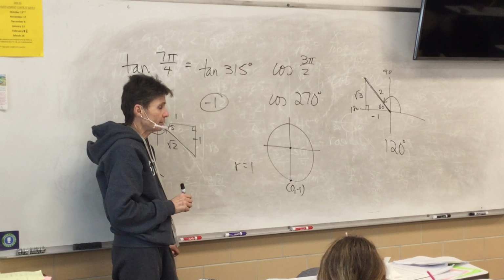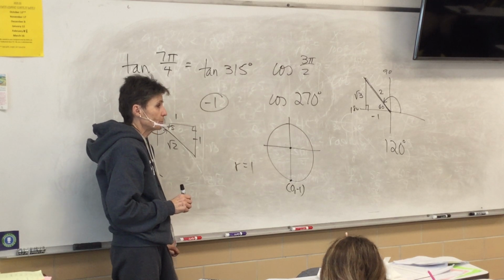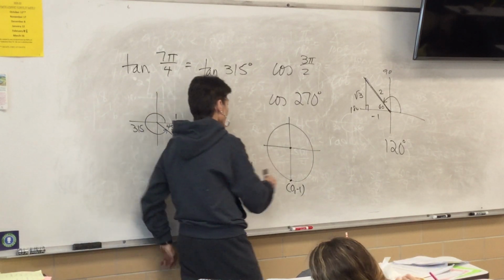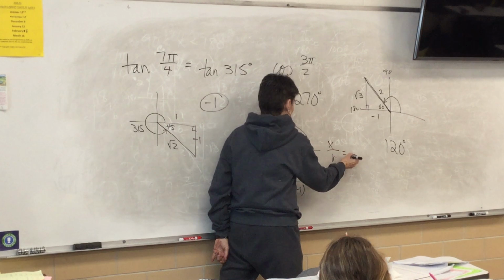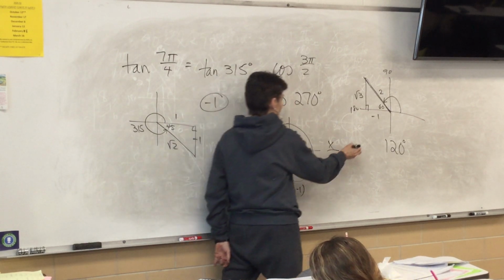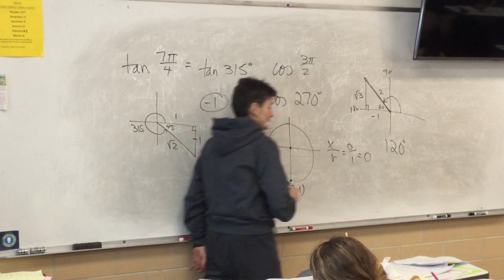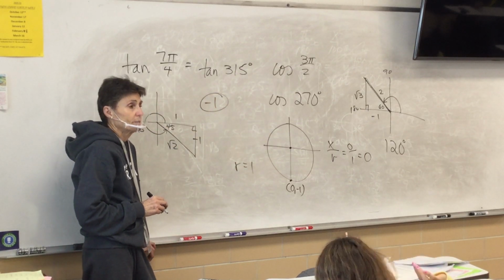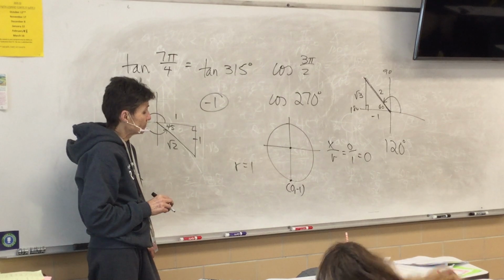I want cosine. What's cosine? X over r. Thank you, Diana. So I need x over r. So that's going to be 0 over 1, which is 0. So the cosine of 270 is 0.